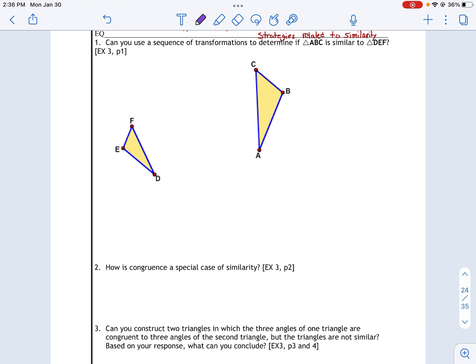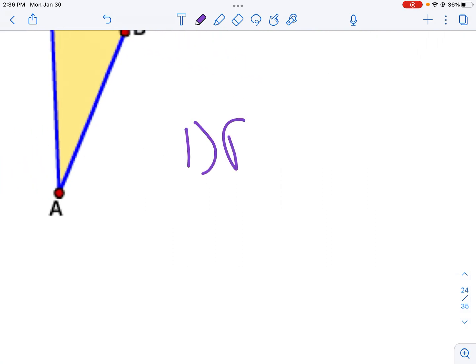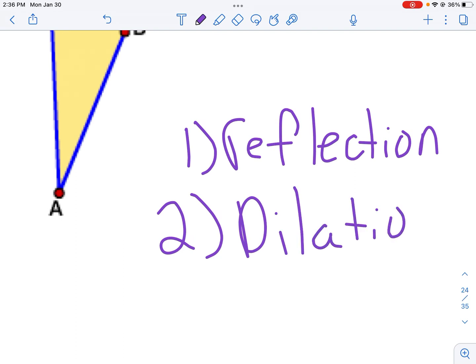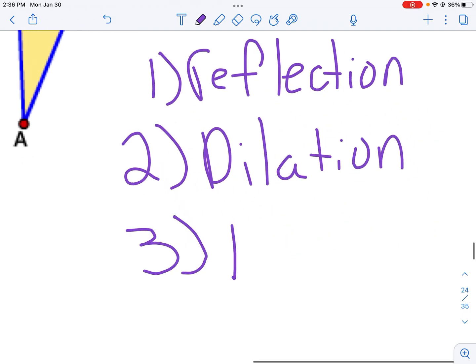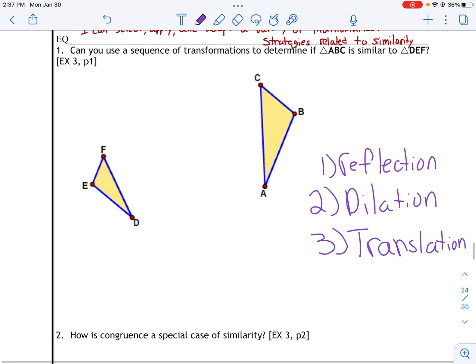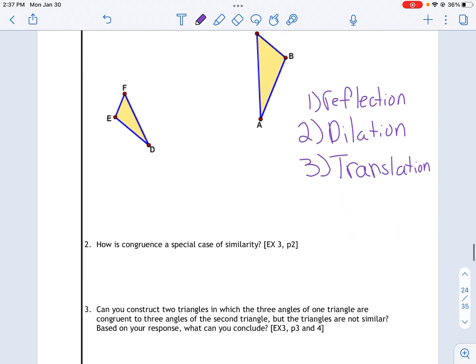So in our notes here, is it possible to take this image and turn it into this image, or this image and turn it into this image? Yes, you can. What are the 3 things you need to do? Number 1, we need to do a reflection. Number 2, we need to do a dilation. And then number 3, we need to move it on top of the other one, so we did a translation. So is it possible to show these 2 triangles are similar? Yes, it is. All you have to do is follow those 3 steps.